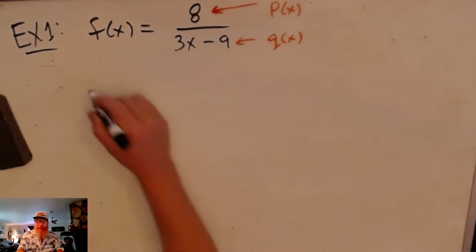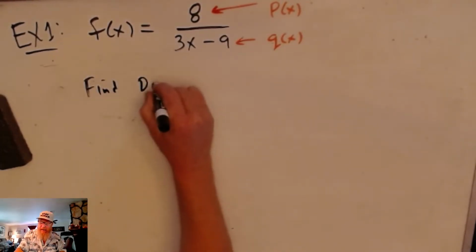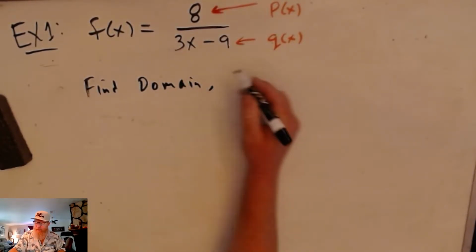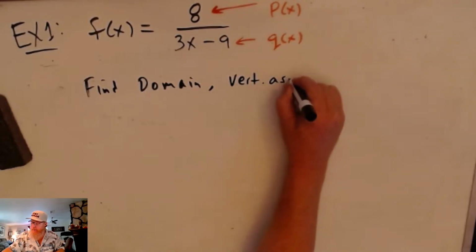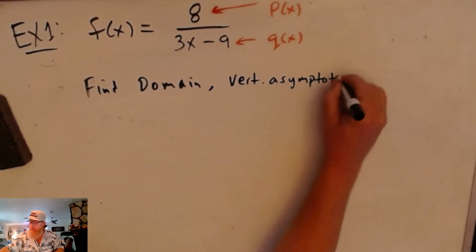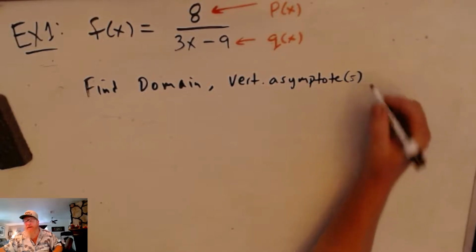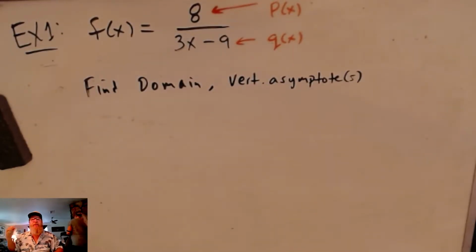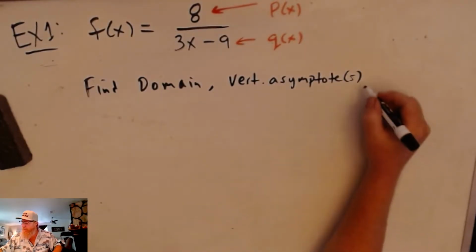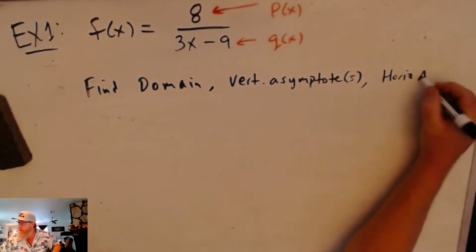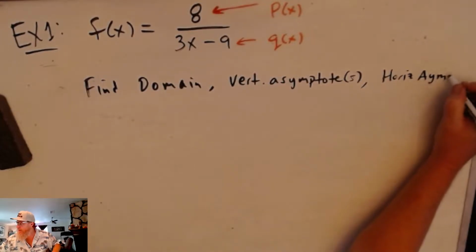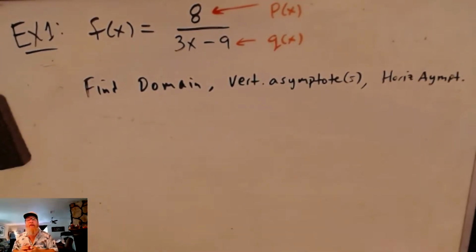The three things that I'm going to ask are to find the domain, the vertical asymptotes, and again, there may be more than one, but initially there's pretty much only one, until I tell you there's more than one. And then the horizontal asymptote. There's only one horizontal asymptote.